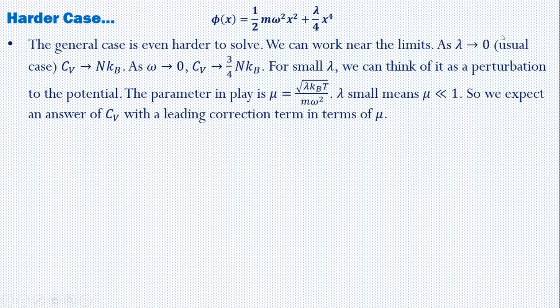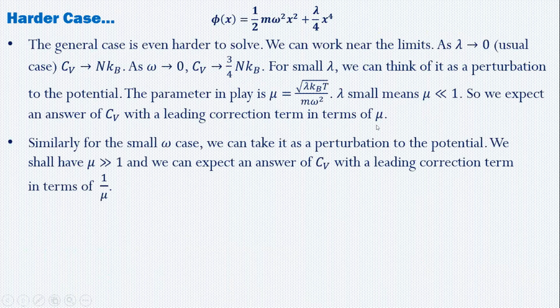So if lambda is small, we shall expect that the specific heat is around nkB, which is basically the SHO. And when omega is small, we shall expect it to be near this. The dimensionless parameter at play is this, mu. As you can see, when lambda is small, mu is very much smaller than 1, and we expect a correction in the specific heat in terms of mu. And when omega is small, mu will be large, so the correction will be in terms of 1 by mu.